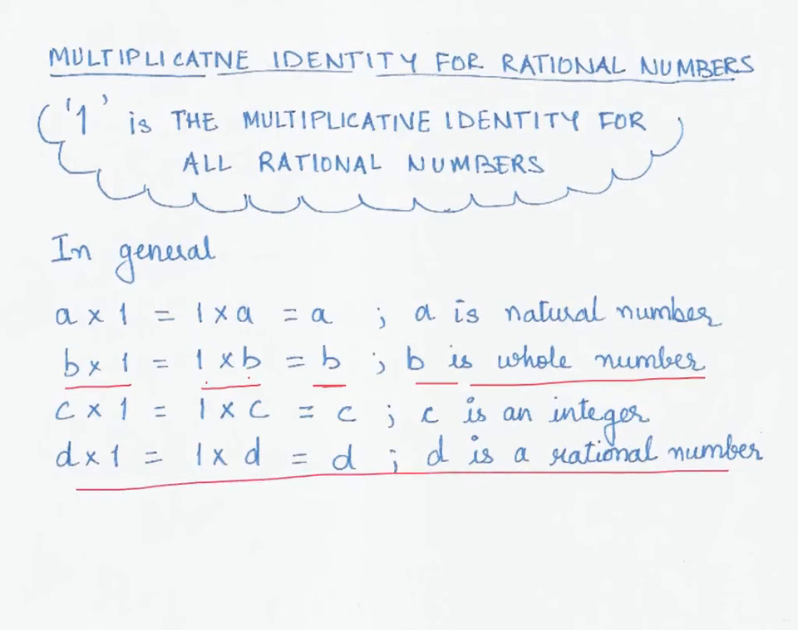So to conclude, 0 is the additive identity for all four of the numbers, that is the natural numbers, whole numbers, integers, and rational numbers. And similarly, 1 is the multiplicative identity for all the numbers that we studied earlier, including the rational numbers.